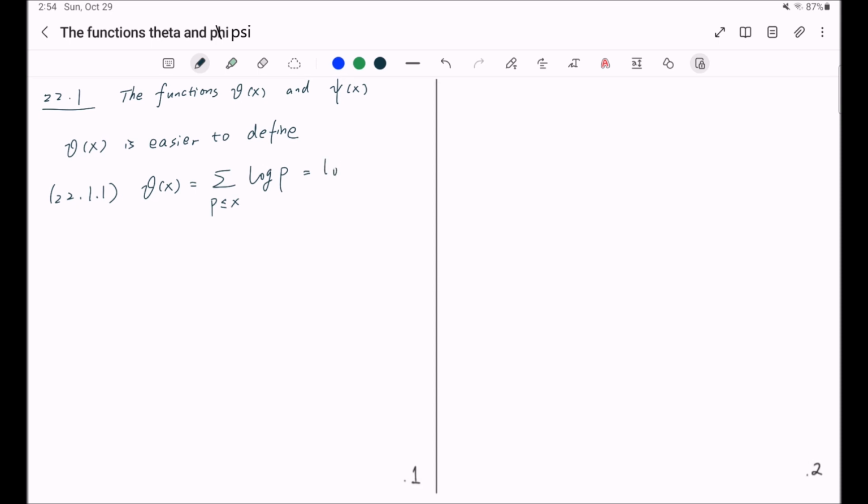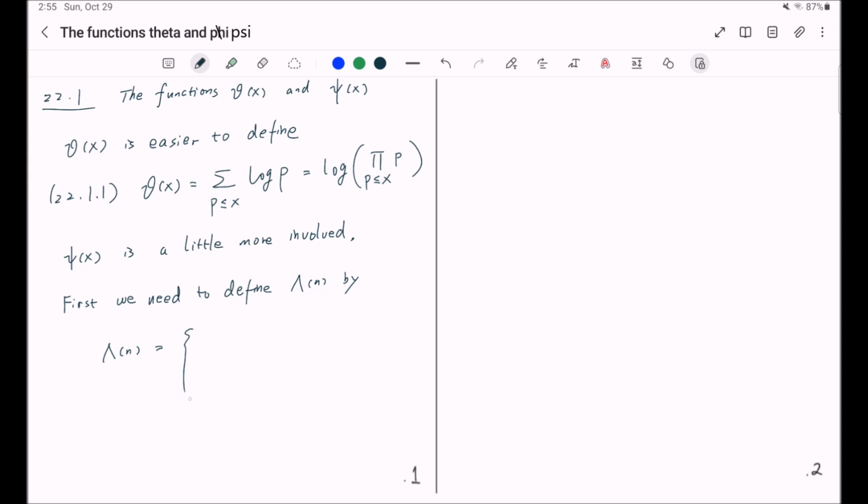And this is also equal to the log of the product of p with p less than or equal to x. So this is the definition of theta of x. But psi of x is harder to define. To define psi of x, we first need to define a function called lambda.